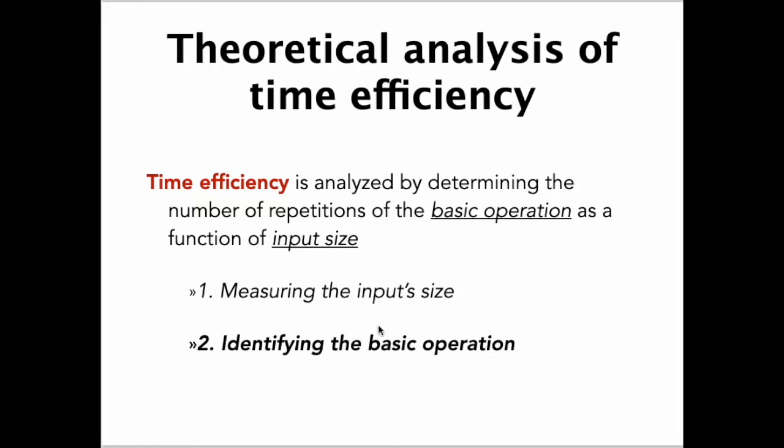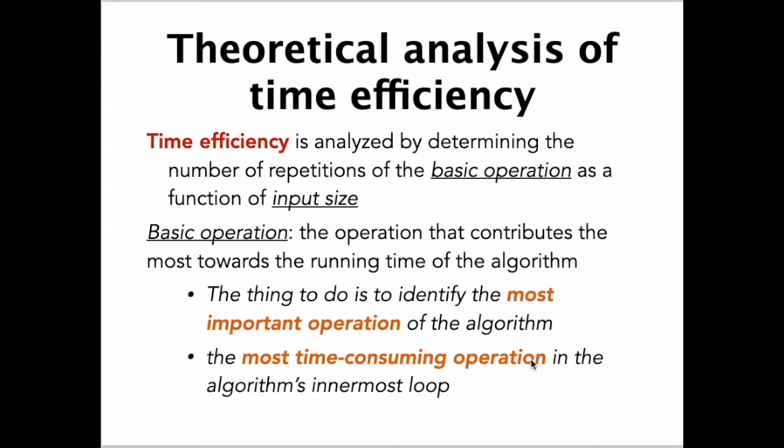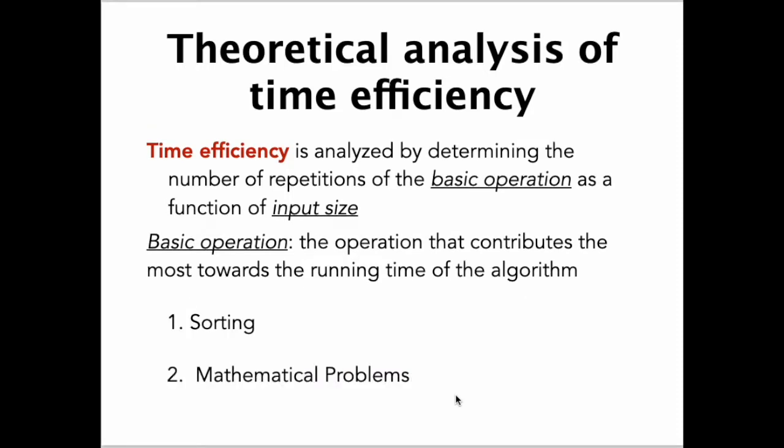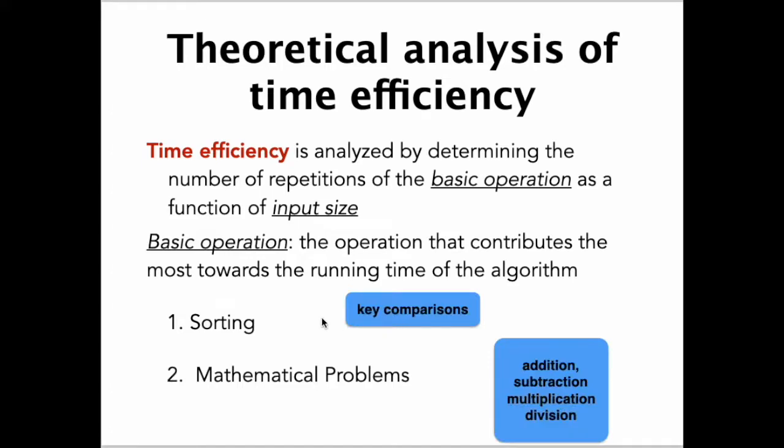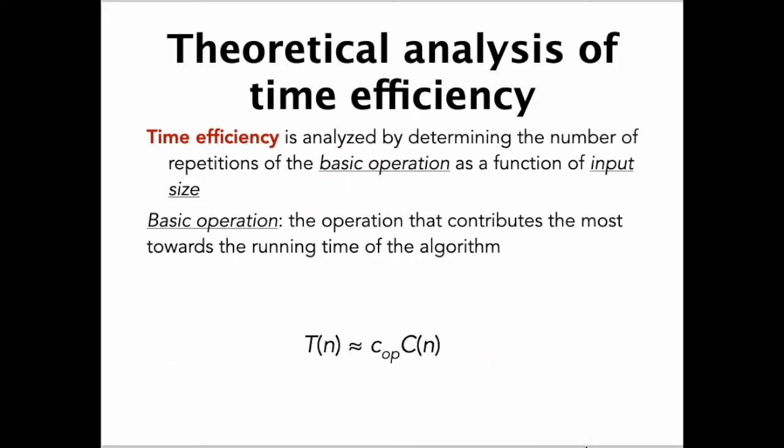For the second piece of information, we need to identify the basic operation of the algorithm. The basic operation is the operation that contributes the most towards the running time of the algorithm. The idea is to identify the most important operation of the algorithm, or the most time-consuming operation in the algorithm's innermost loop if it's an iterative algorithm. For example, for sorting, the basic operation is the key comparison. For most mathematical problems, it's either addition, subtraction, multiplication, or division.